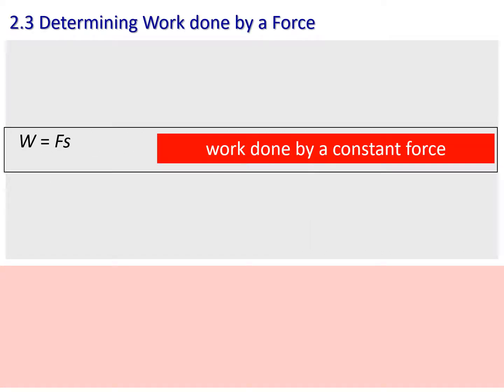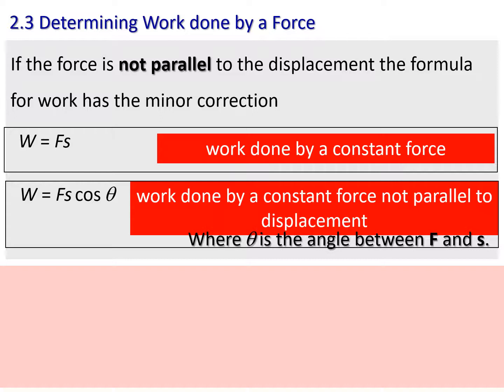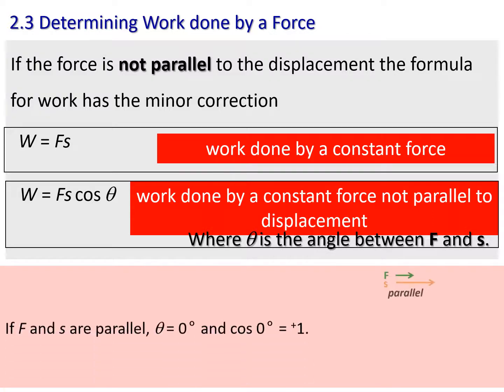So work is a scalar quantity, and if the force applied to an object is not parallel to the displacement, the formula for the work has this minor correction, which is work is Fs cosine theta. F dot S, it's the same thing. Theta is the angle between the applied force and the displacement of the object to which you're applying that force.